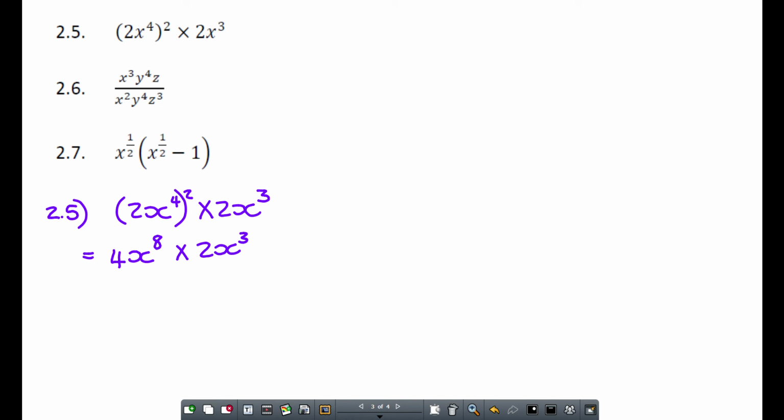Right. So now it's normal multiplication. 4 times 2 gives me 8. And now x to the power of 8 times x to the power 3, because the base is the same and we're multiplying, we're going to add. Yes, you were right. We're going to add, sorry. Okay, and the 8 plus the 3 is going to give me x to the power of 11. You guys good?